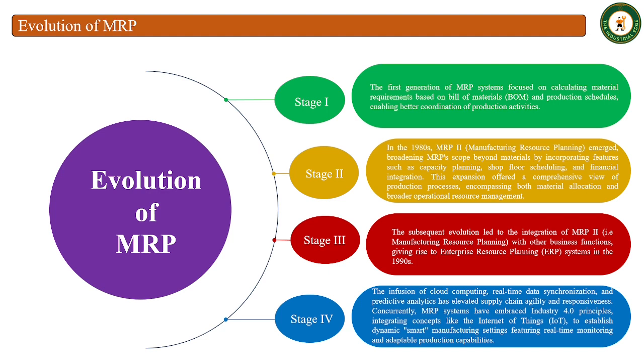Stage 4. The infusion of cloud computing, real-time data synchronization, and predictive analytics has elevated supply chain agility and responsiveness. Concurrently, MRP systems have embraced Industry 4.0 principles, integrating concepts like the Internet of Things, that is IoT, to establish dynamic smart manufacturing settings featuring real-time monitoring and adaptable production capabilities.